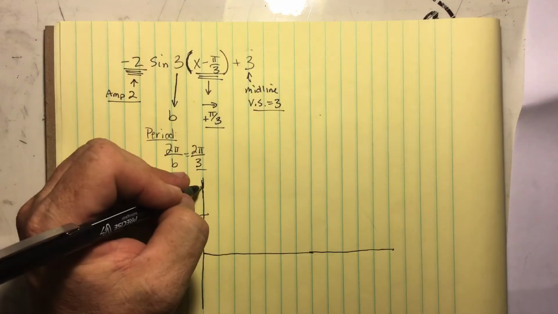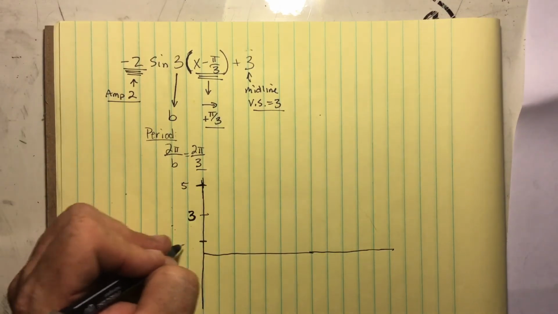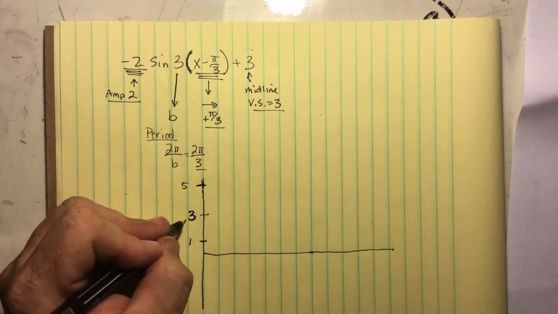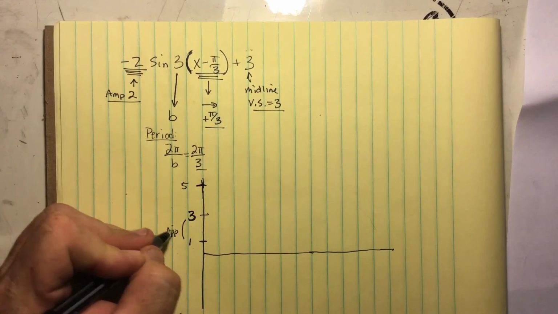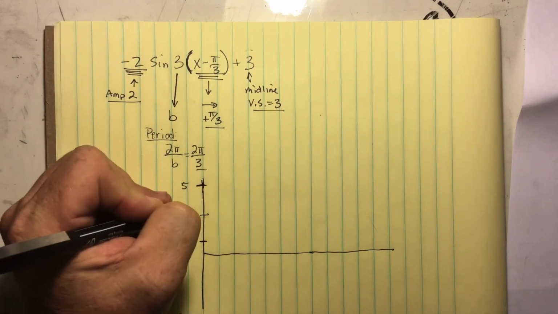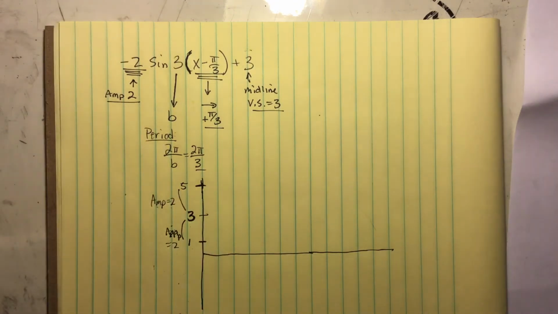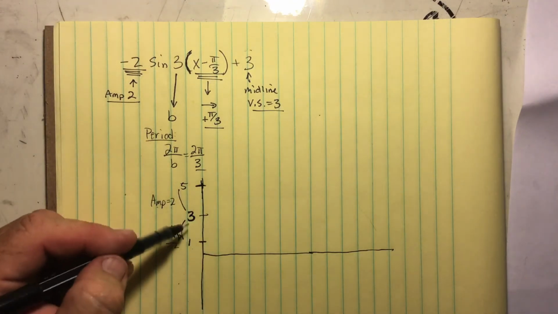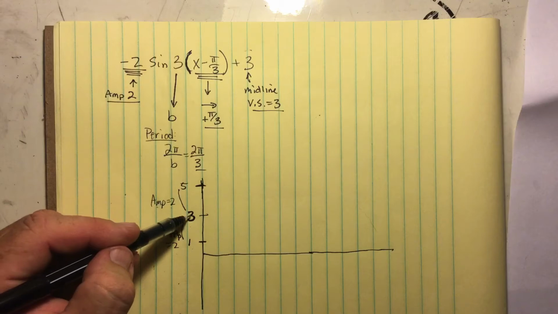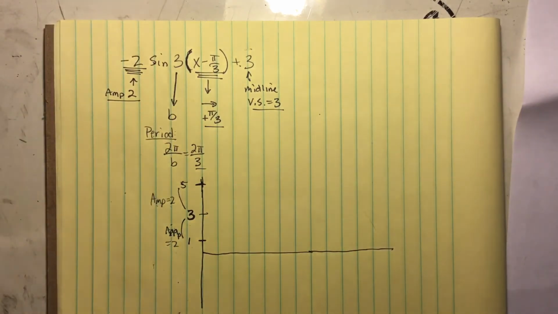Our amplitude is 2, so that means our maximum is going to be 5, and our minimum is going to be 1. That's our amplitude. This is our amplitude. Oops, amp equals 2. That's horrible. Let's write it up here. Amp equals 2. Okay, so we've got those two pieces. So we've got 3 plus 2, 3 plus 2, 3 plus 2.